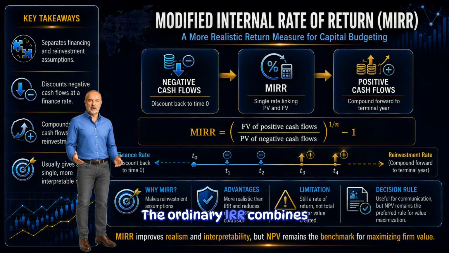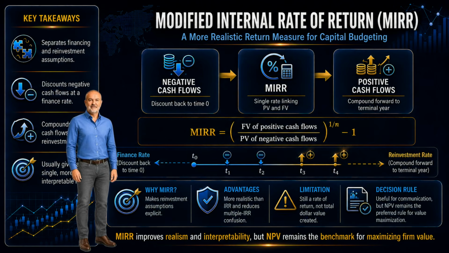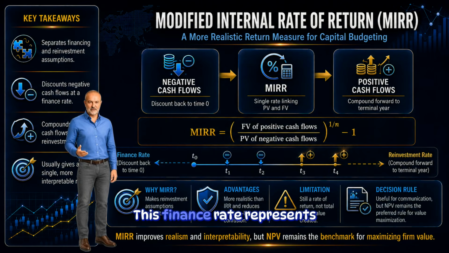The ordinary IRR combines several assumptions into one rate. MIRR separates two important issues: the cost of financing negative cash flows and the rate earned on reinvested positive cash flows. The general idea is shown in the background formula, but let me explain the intuition without walking through the equation. First, negative cash flows are brought back to the beginning of the project using a finance rate. This finance rate represents the cost of funds, or the appropriate rate for project outflows.